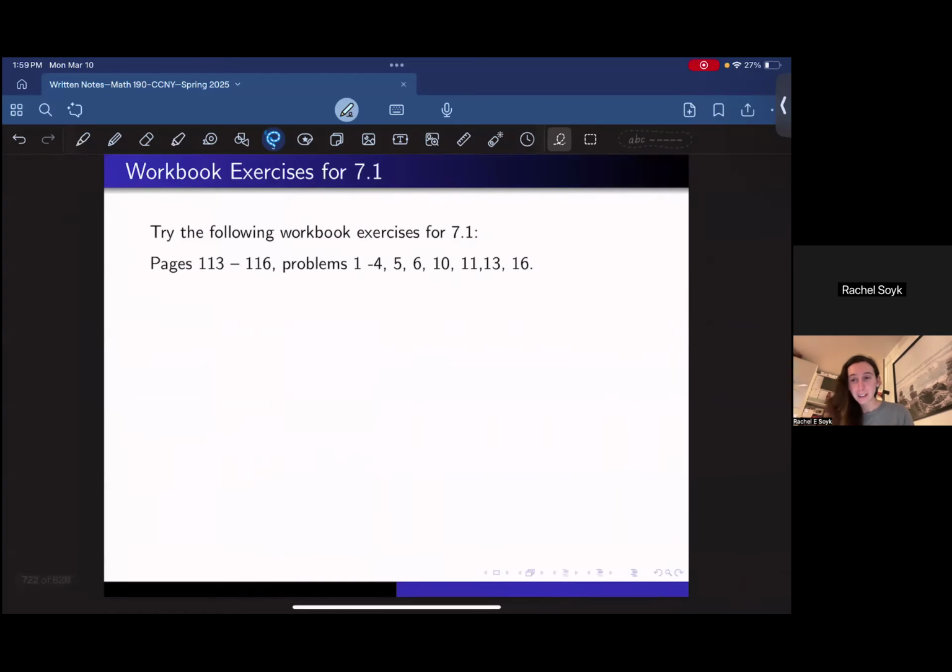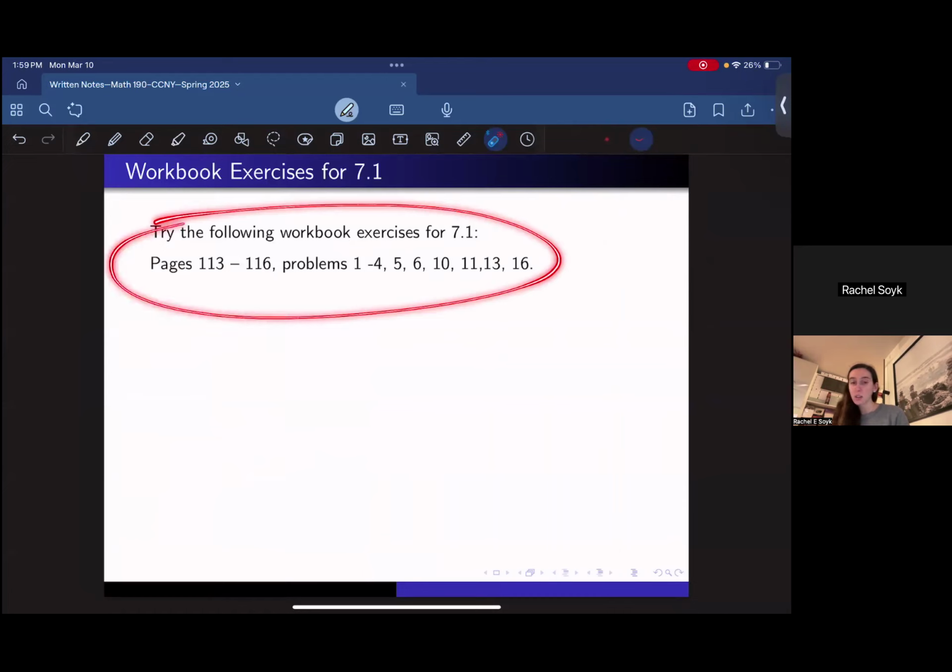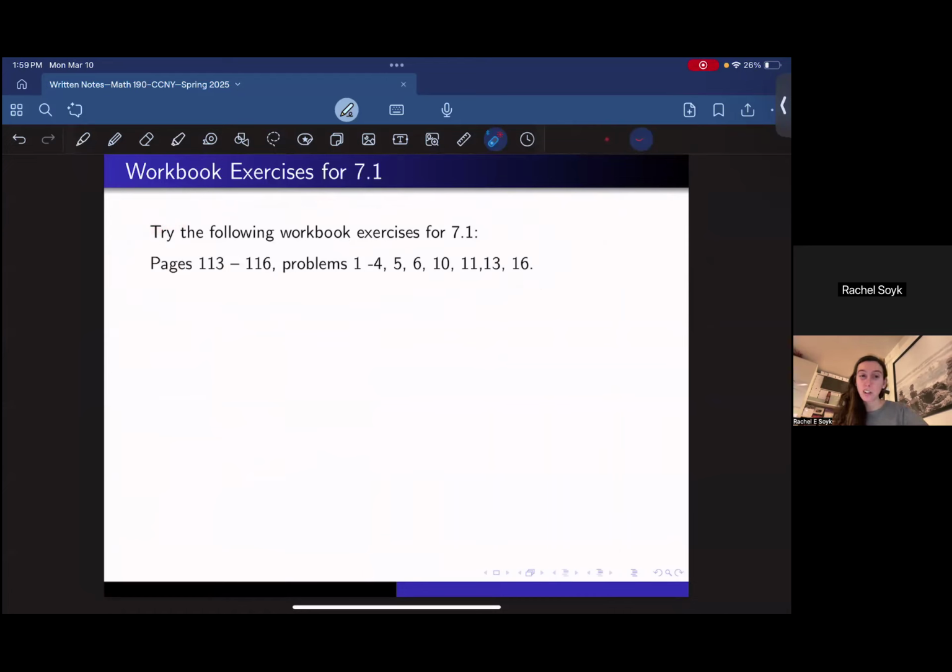So that concludes our section 7.1. These are just some additional supplemental questions to really enforce your knowledge of this section. Highly recommend that you give these a shot on your own. And please let me know if you have any questions.